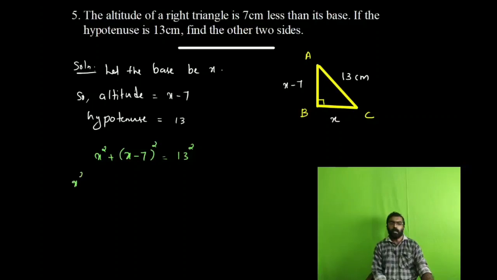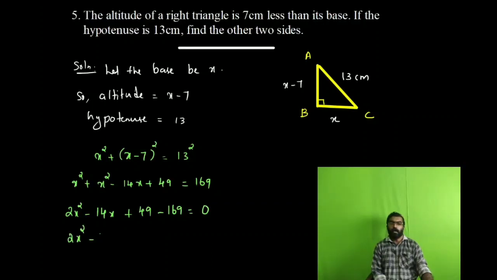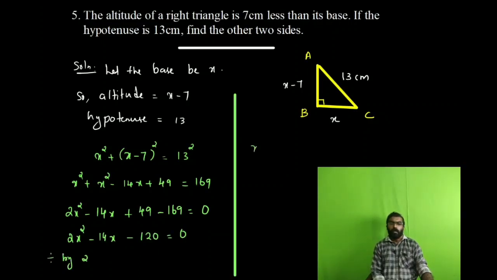And we can expand this one, x square plus, here a minus b the whole square. So x square minus 14x plus 49, which is equal to 169. That is 2x square minus 14x plus 49 minus 169 is equal to 0. Or we can write 2x square minus 14x minus 120 is equal to 0. Now we can divide the entire equation by 2. We get x square minus 7x minus 60 is equal to 0. Now we can split the middle term. Here the sum is minus 7 and the product is minus 60.